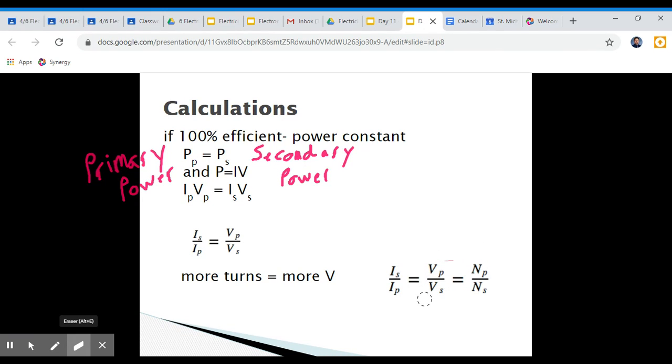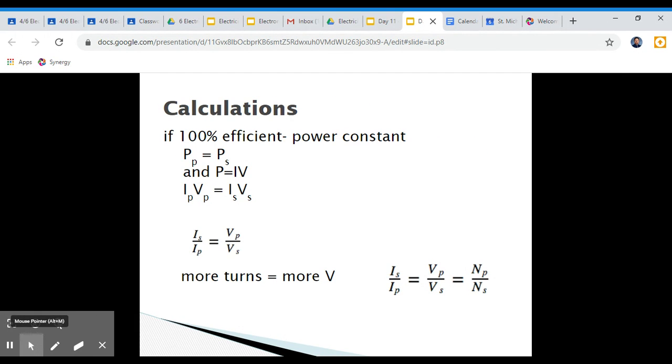So you can take any one of these three ratios here and set them equal to one another. So I can set current equal to turns, I can set voltage equal to turns, or I can set current equal to the voltage ratio. Any one of those would work.